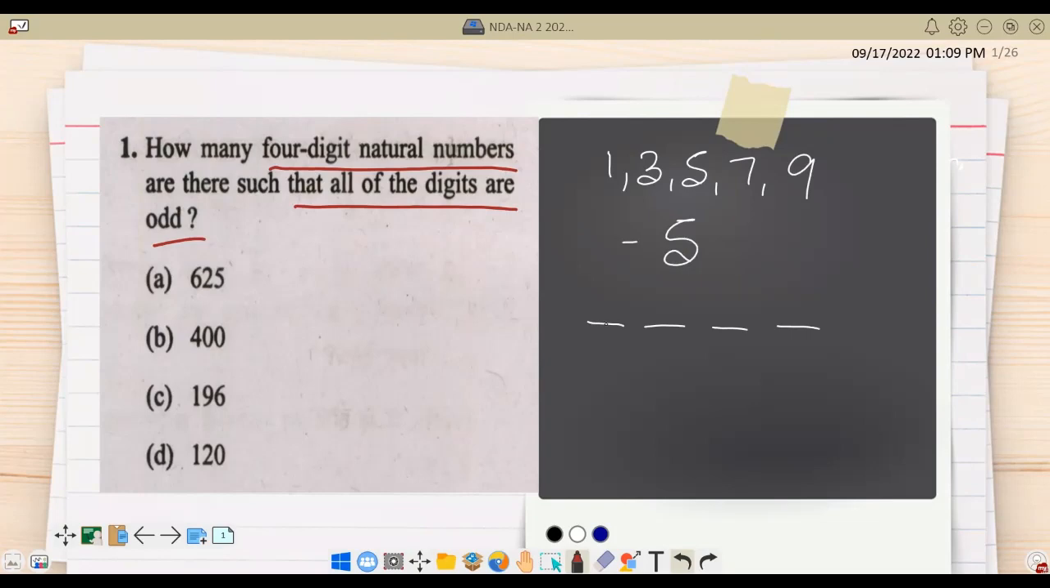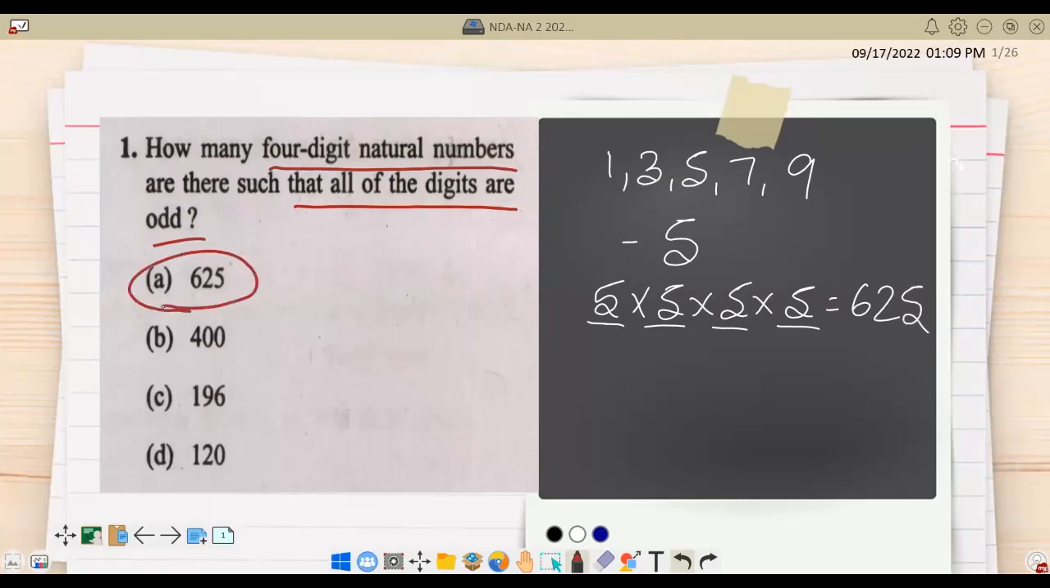So each digit will have 5 possibilities. So 5 into 5 into 5 into 5. So totally we have 625 possibilities. So the answer is 625.